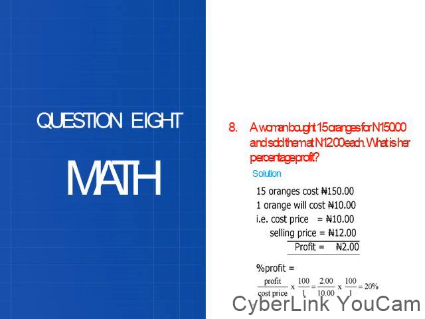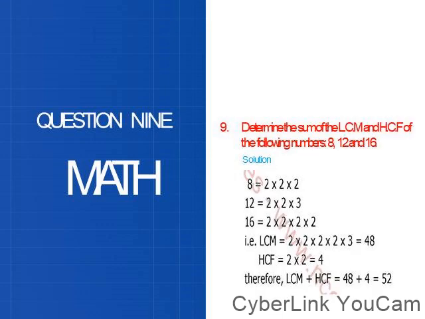There you have it. So let's go to question number 9. Question number 9 says, determine the sum of the LCM and the HCF of the following numbers: 8, 12, and 16. Now, what we would usually do is perhaps to use the ladder method, but the method I'm about to show you is more convenient.